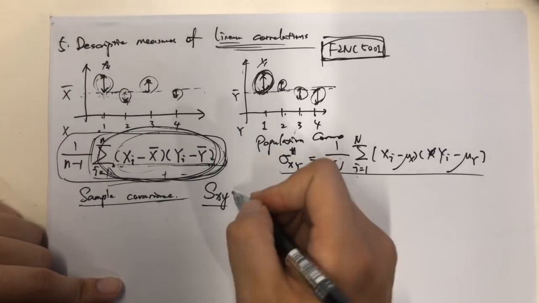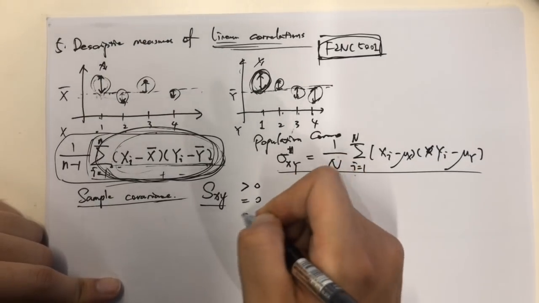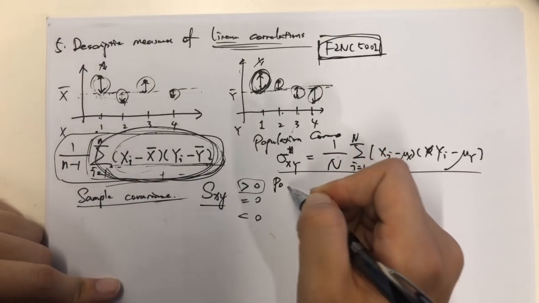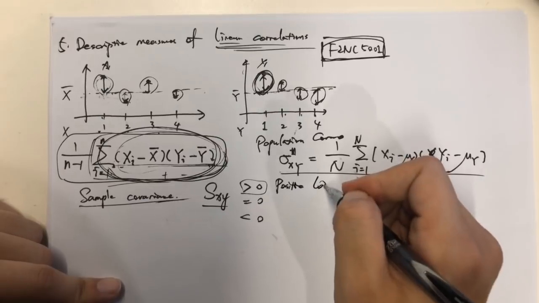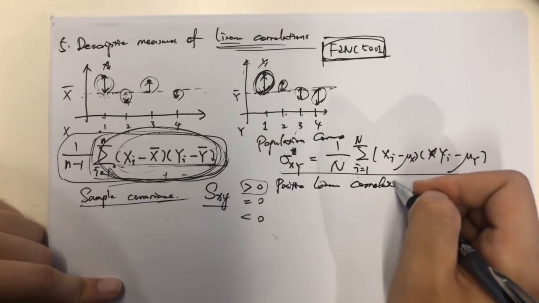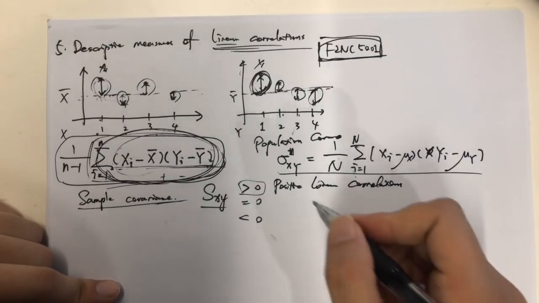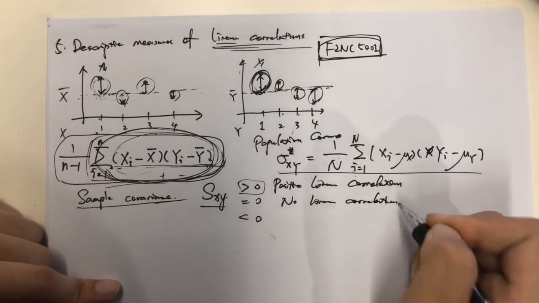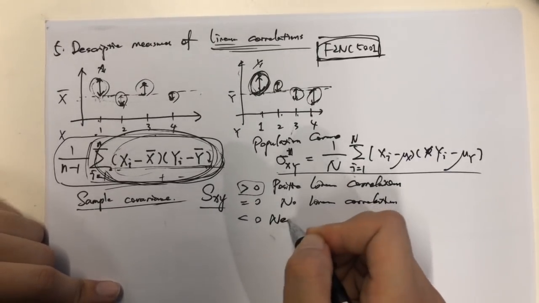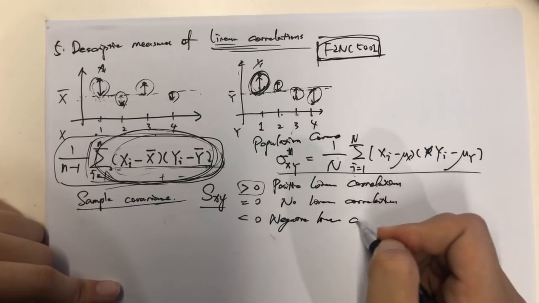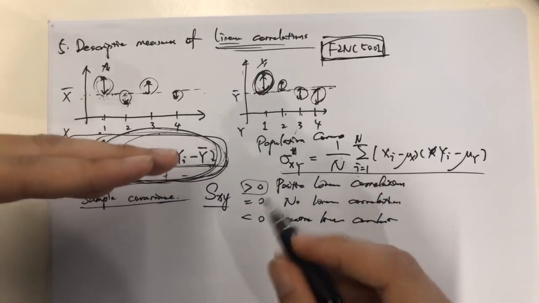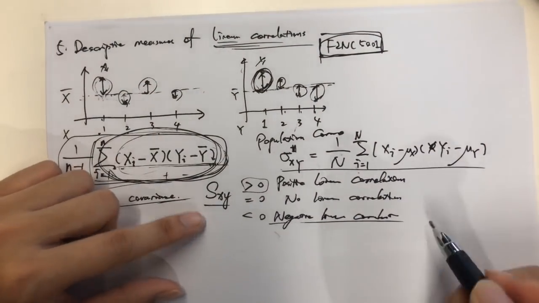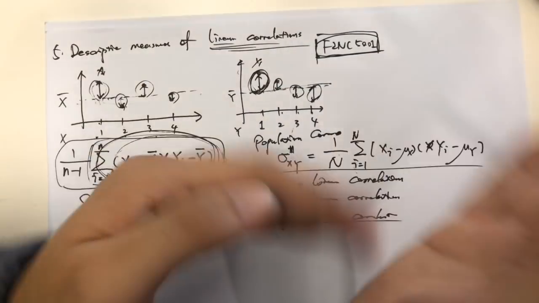SXY can be greater than 0, equal to 0, or less than 0. If SXY is greater than 0, we know there exists a positive linear correlation. If it is equal to 0, there is no linear correlation. And if it is less than 0, there is a negative linear correlation. Positive linear correlation means that most of the time they tend to move together, and in negative linear correlation, they tend to move in the opposite way.